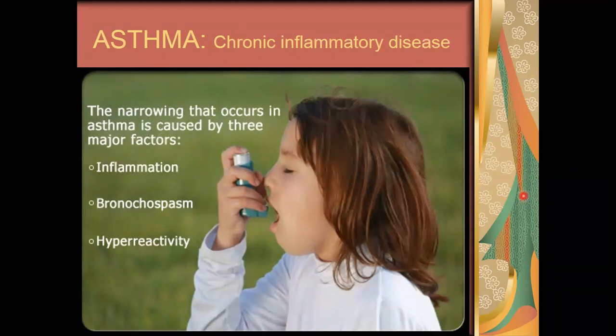Asthma is a chronic inflammatory disease of airways which is characterized by inflammation, bronchospasm, and hyperreactivity. So these are the three major factors which are responsible for the narrowing of airways in asthmatic conditions.